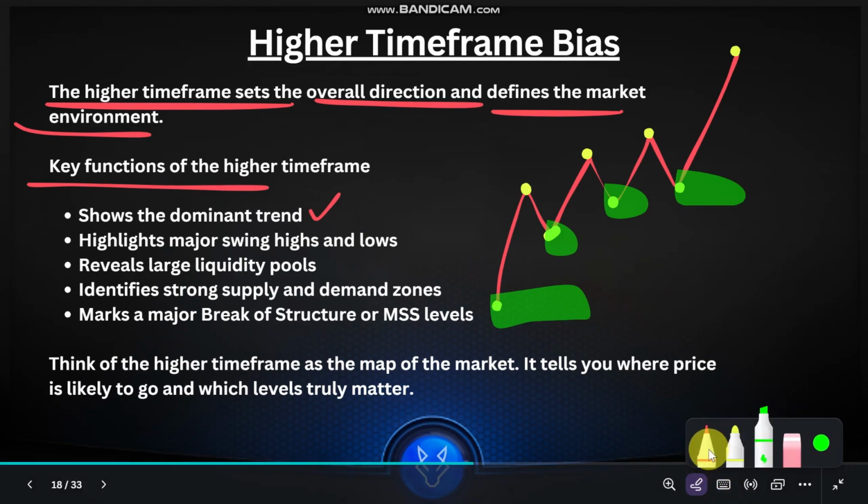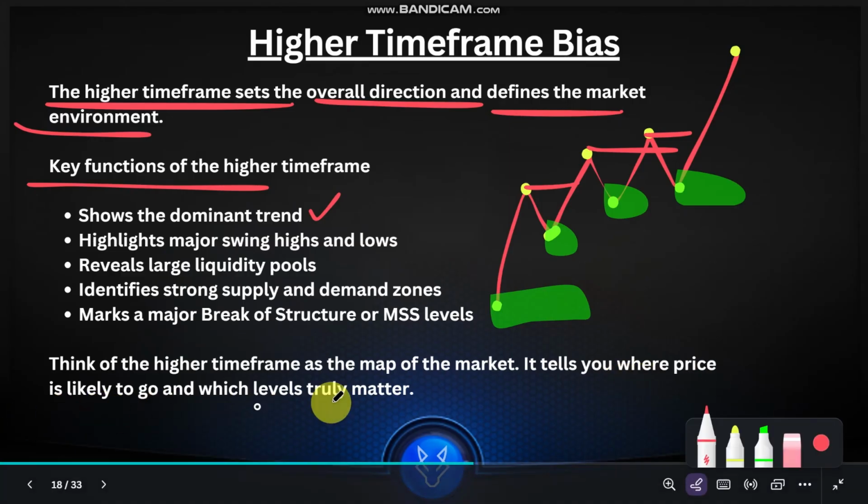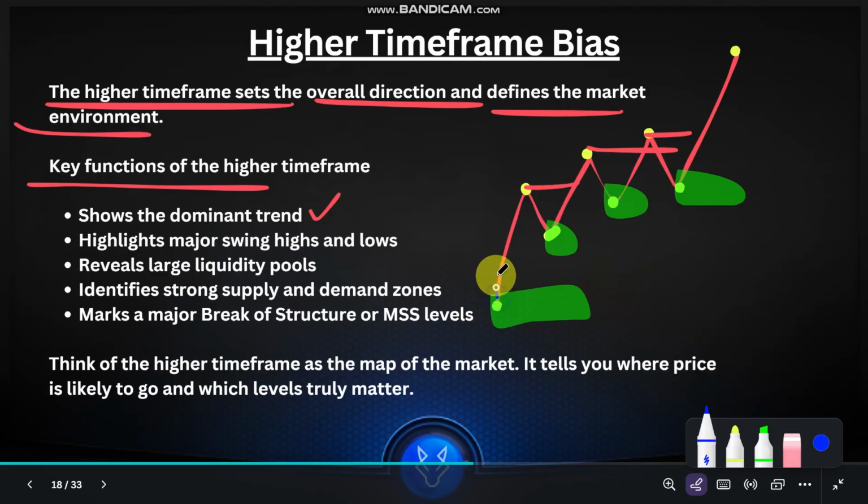They have the major and the minor. These are the major ones here: break of structure, break of structure, break of structure. So think of the high time frame as the map of the market. It tells you where price is likely to go, and so this is the overall. Now you're going to have smaller trends inside of this. Okay, you have smaller trends. So what you see is price making something like this.